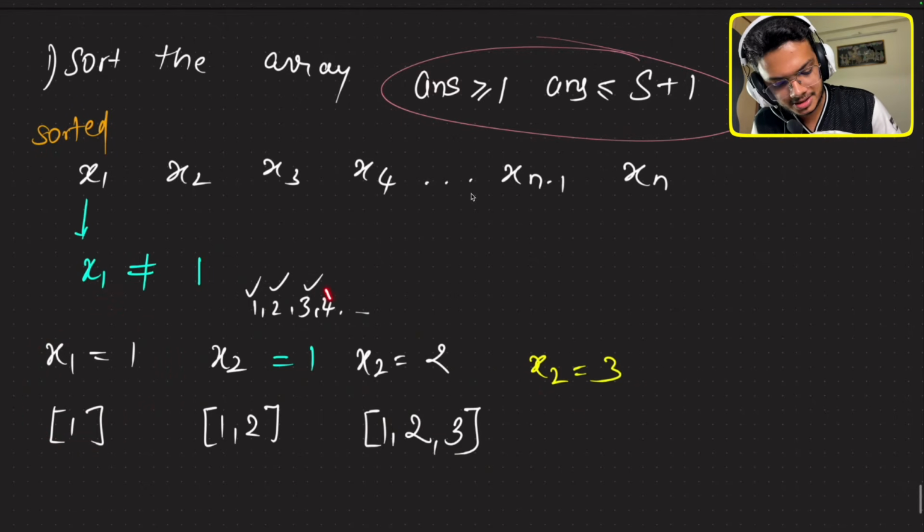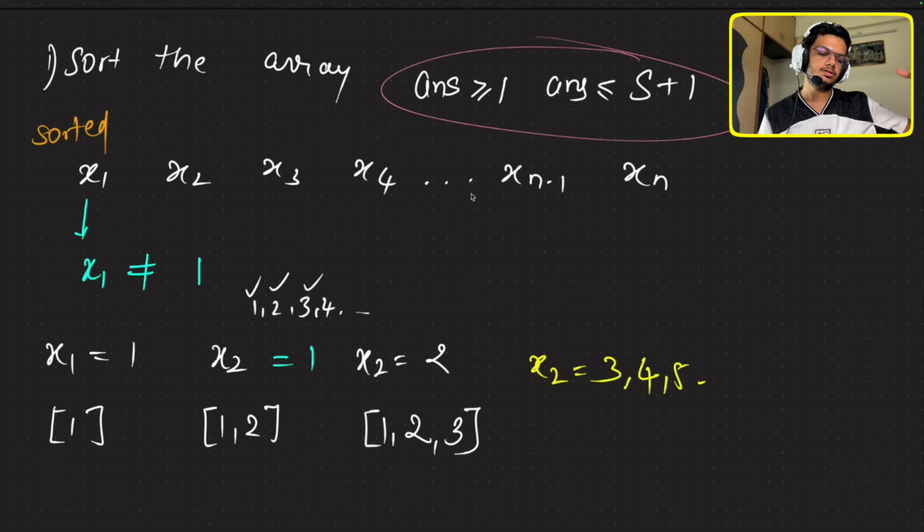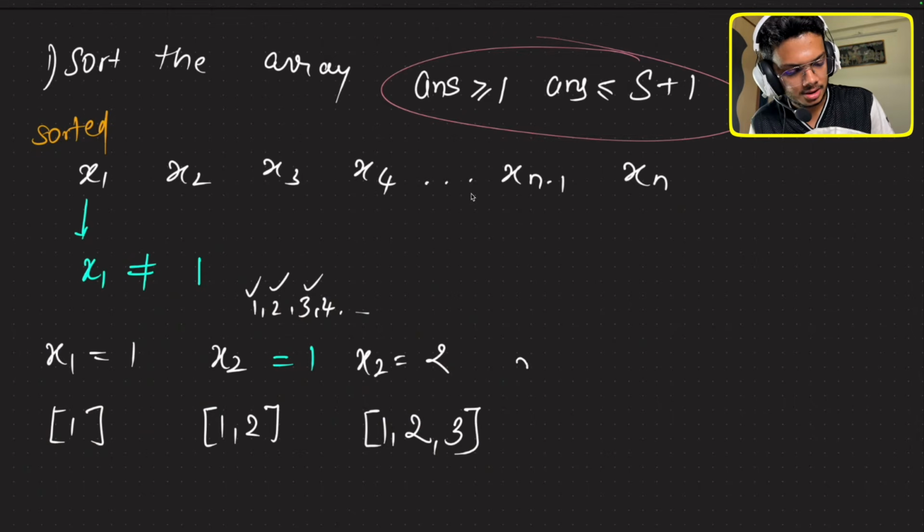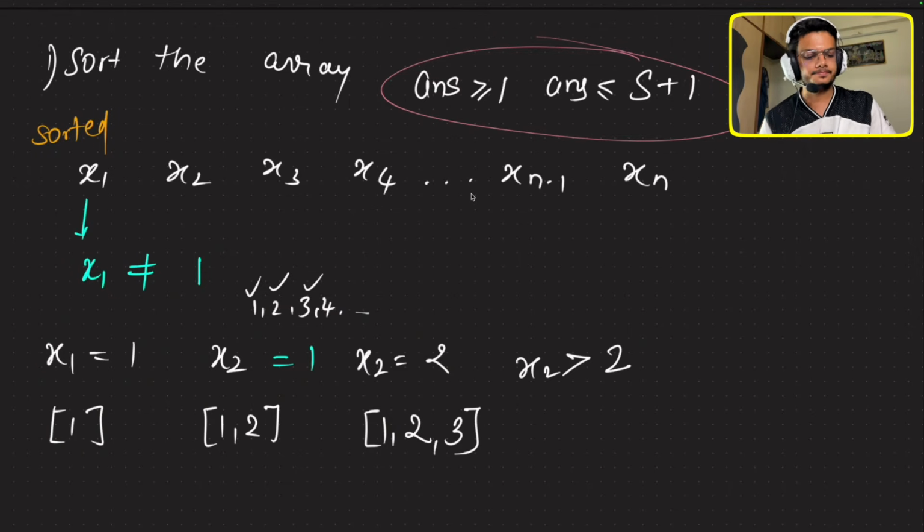Similarly, if you have x2 equals to 4, right? Even if you take x2 equals to 4, 5, 6, and so on, you cannot create sum 2. So what does it say? If x2 is greater than 2, your answer is simply 2. Right?